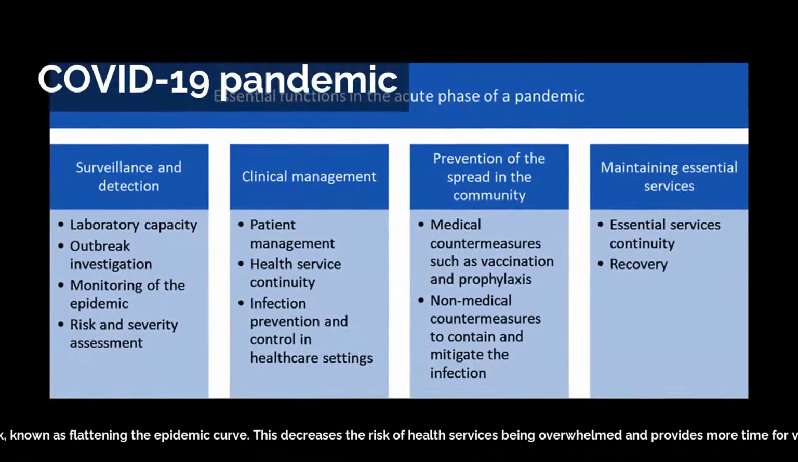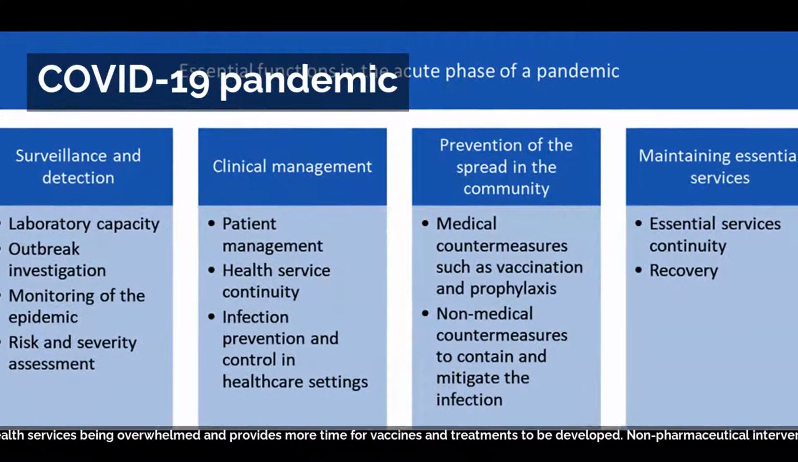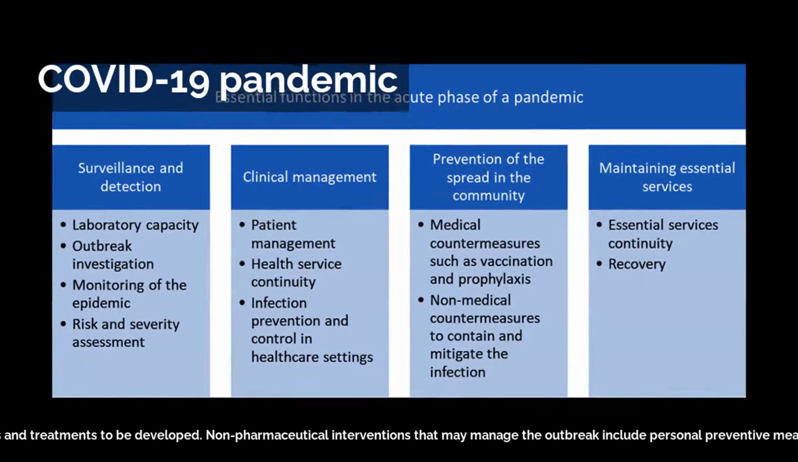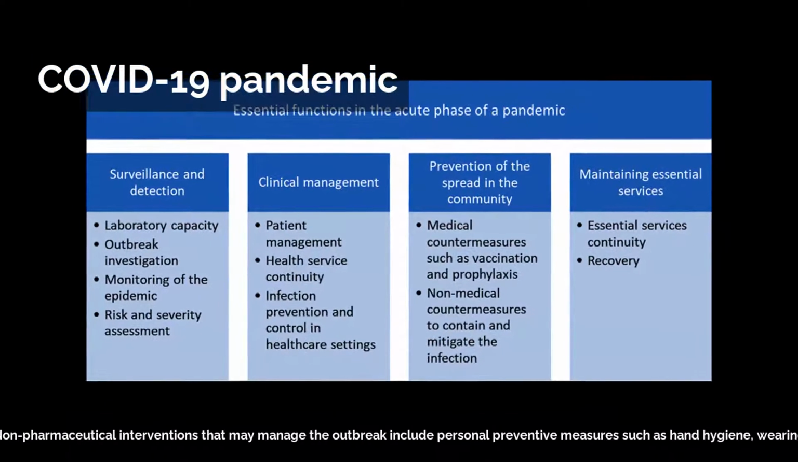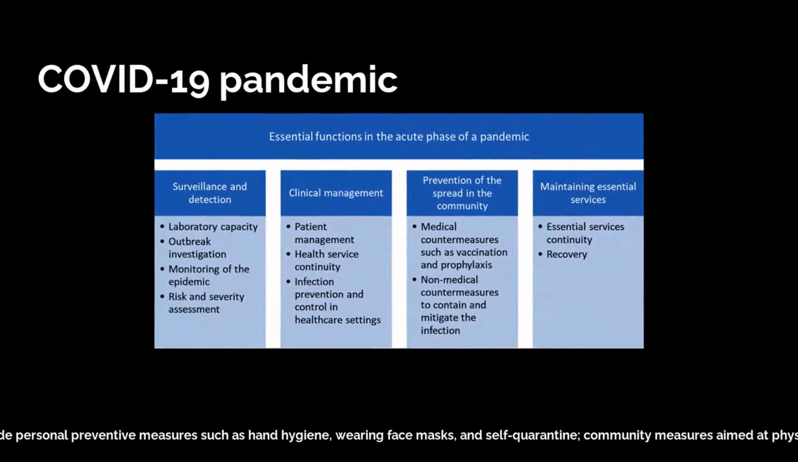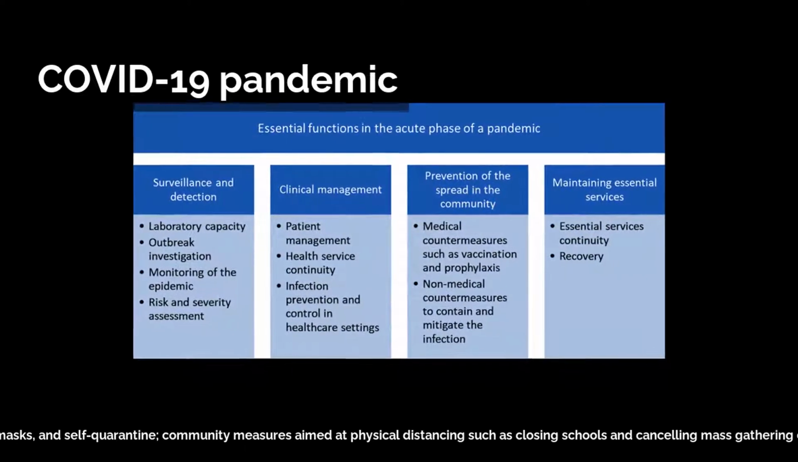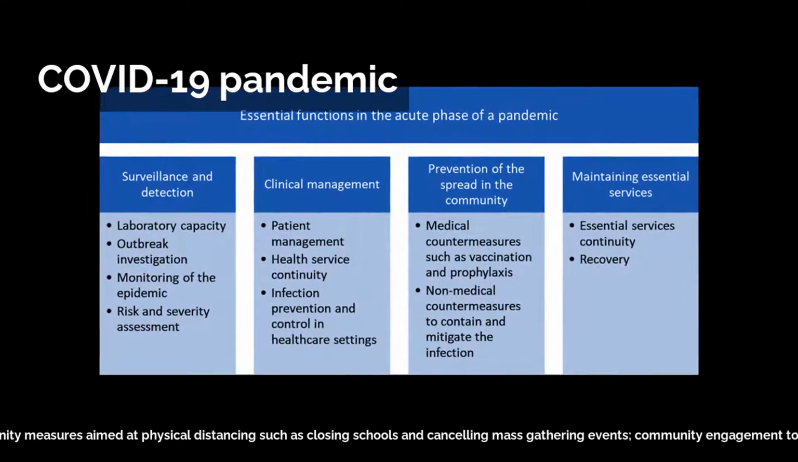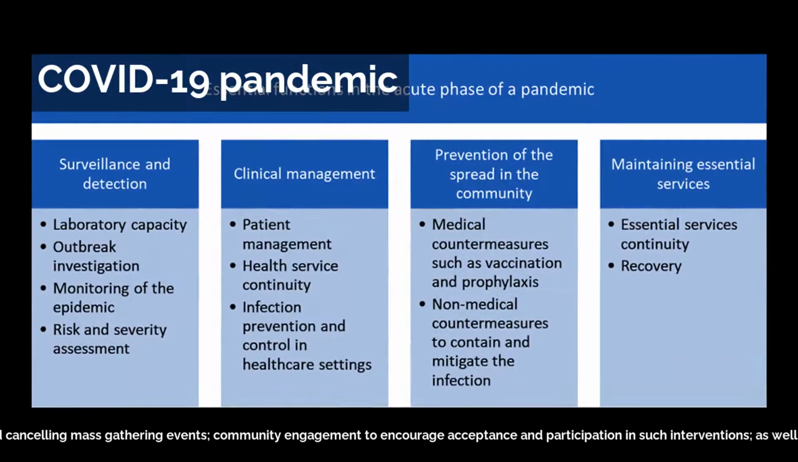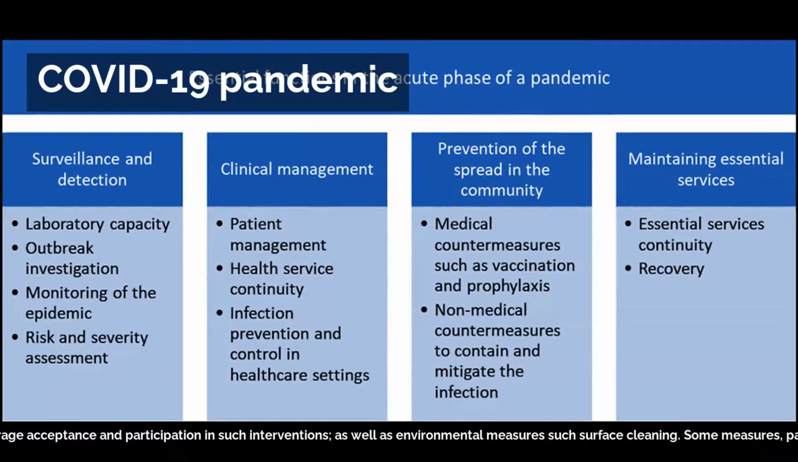Non-pharmaceutical interventions that may manage the outbreak include personal preventive measures such as hand hygiene, wearing face masks, and self-quarantine, community measures aimed at physical distancing such as closing schools and canceling mass gathering events, community engagement to encourage acceptance and participation in such interventions, as well as environmental measures such as surface cleaning. Some measures, particularly those that focus on cleaning surfaces rather than preventing airborne transmission, have been criticized as hygiene theatre.